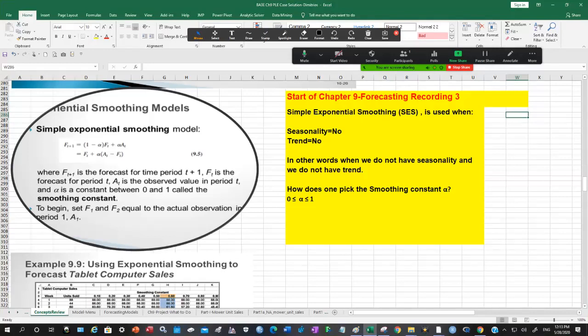Forecasting recording number 3. And in this recording, we will talk about simple exponential smoothing. Simple exponential smoothing is used when we have no seasonality and no trend.